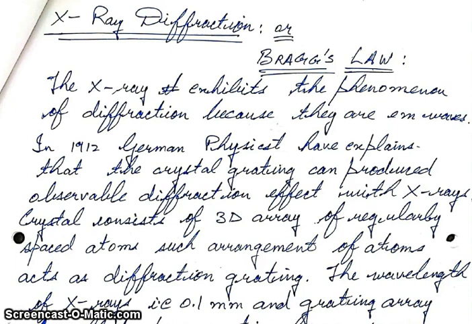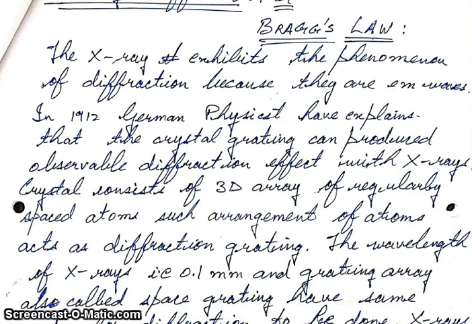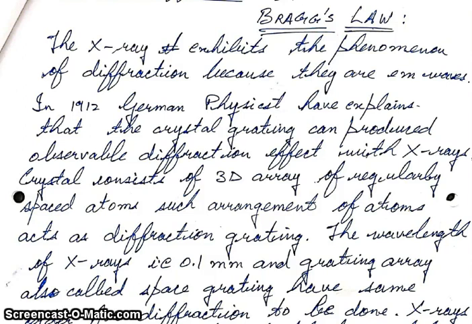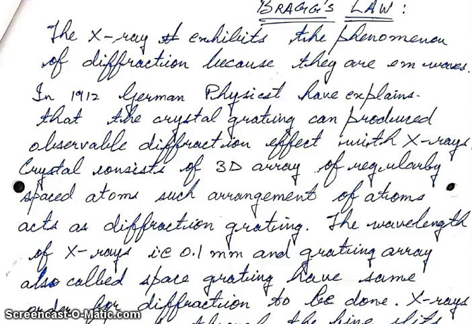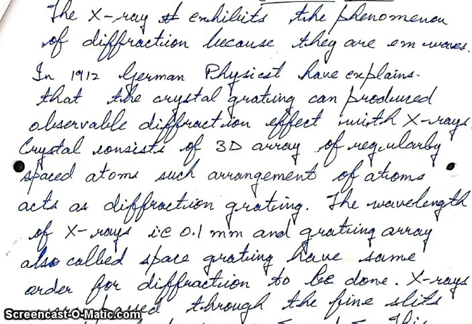The wavelength of X-rays, approximately 0.1 nm, and the grating array, also called the space grating, have the same order for diffraction to be done. Or we can say the X-ray wavelength and the grating array, or space grating, have the same order for diffraction to be done, right?